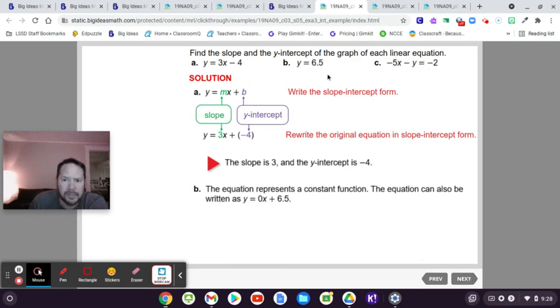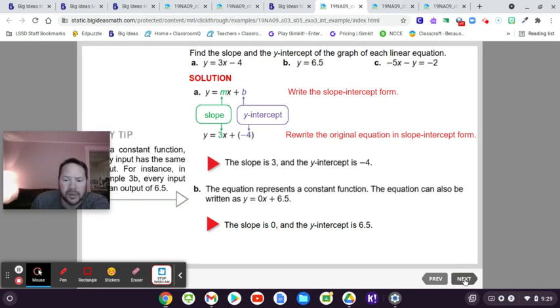All right, so now for B, if you just have y equals a constant, you can rewrite that as y equals 0x plus that constant. So 0x plus 6.5 is the same as y equals just 6.5. So for B, what is the slope and what is the y-intercept? Yeah, the slope is 0 because it has no slope. Y is 6.5 is a straight horizontal line through 6.5, which ends up also being the y-intercept.